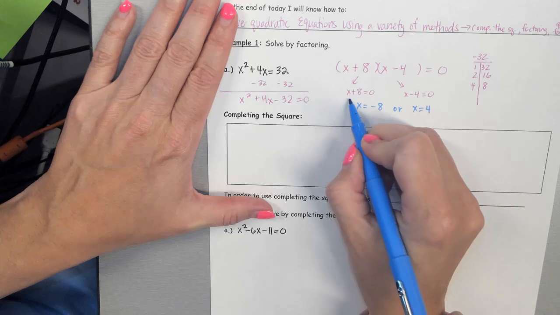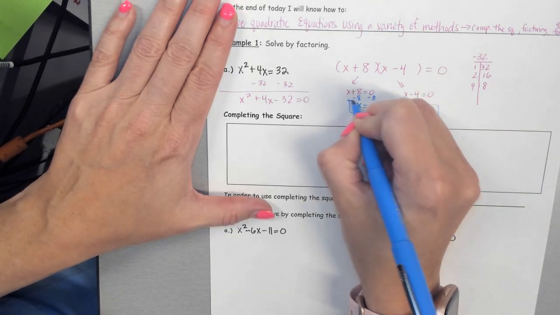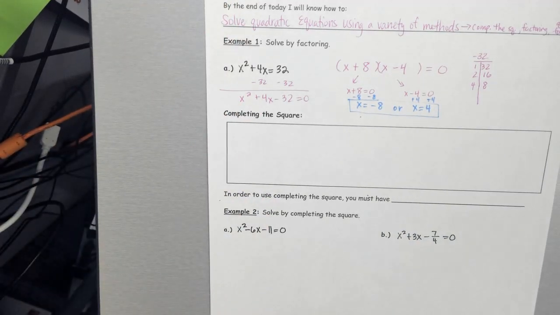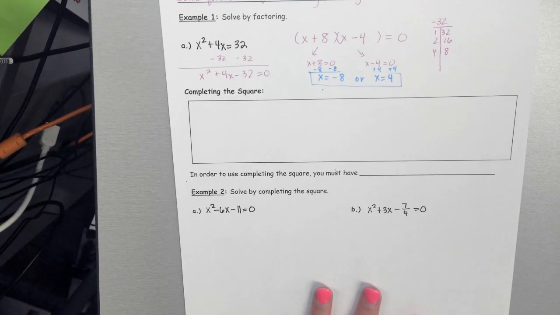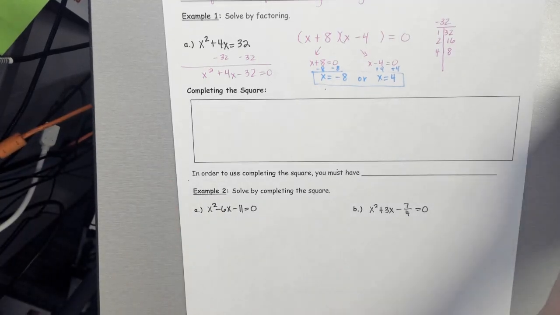Just be careful. Just try to avoid those small mistakes. If you feel better writing out what that step is to make sure you have the right sign, that is absolutely fine. Okay, so solve by factoring, and then you're going to use all the factoring methods that we've been working on for the past week.